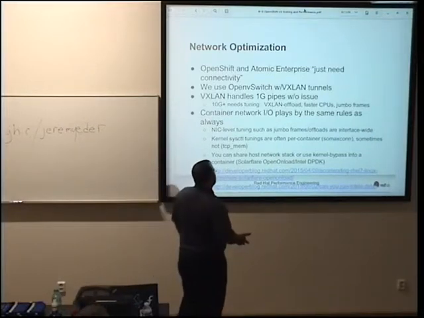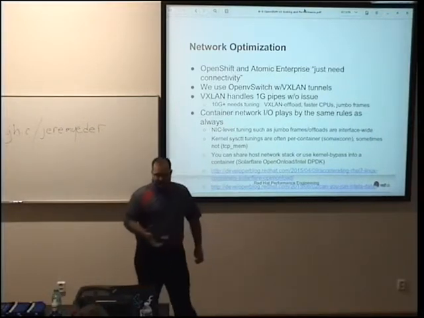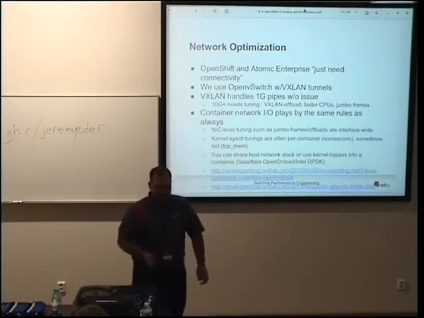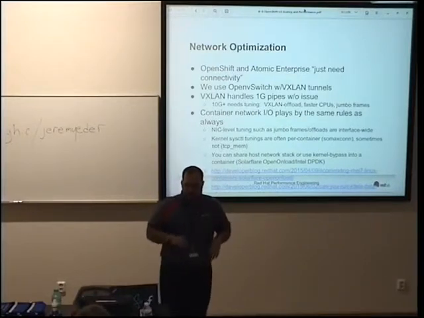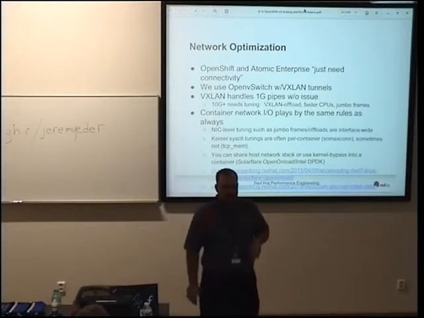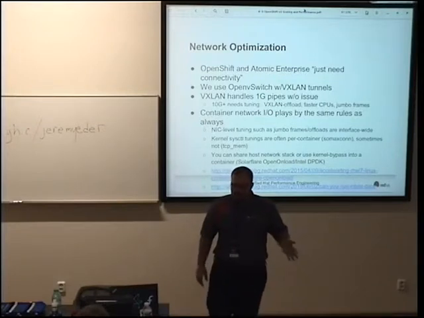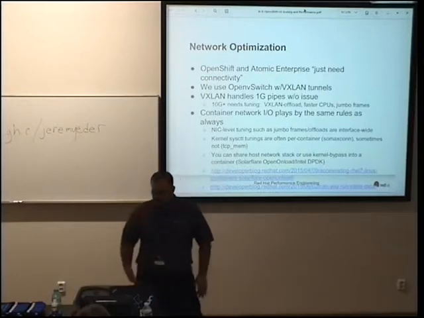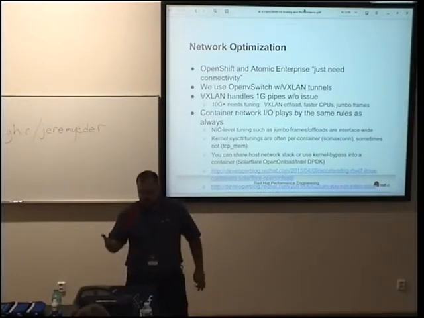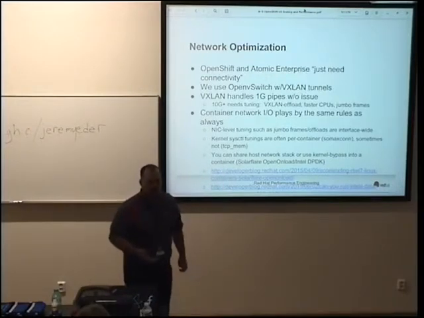Jumbo frames are still important for storage traffic. One of the things we're doing with Kubernetes is creating a way to have different traffic on different network interfaces. So we'll have storage traffic over one interface, VXLAN traffic over another one, and then a managing network, just like a real cluster. Quite frankly, it hasn't been that way. The software's new, so we're still building all these features.